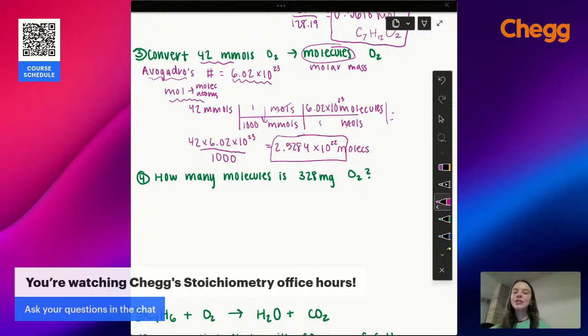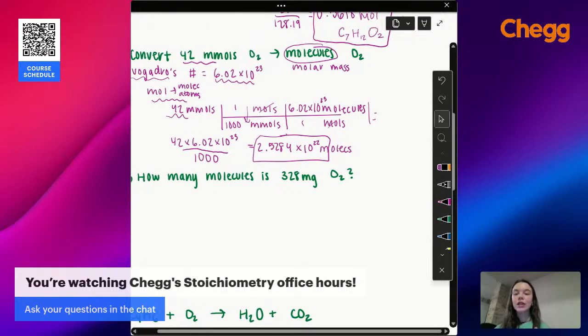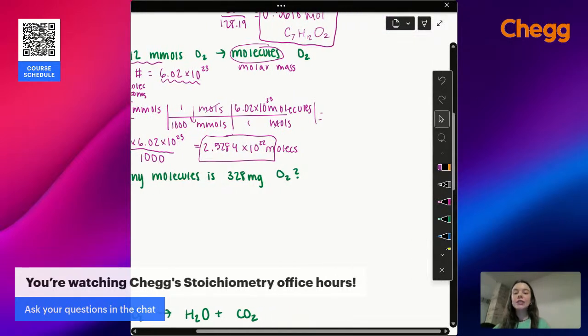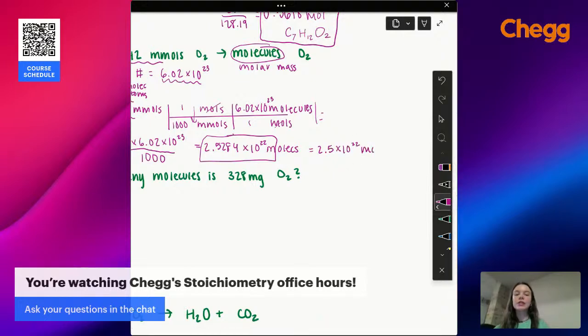Okay, so since I start with 2 sig figs, my answer needs to end with 2 sig figs. So I need to round this to have only 2 significant figures. My answer is actually going to be 2.5 times 10 to the 22nd molecules. Is everybody understanding sig figs?